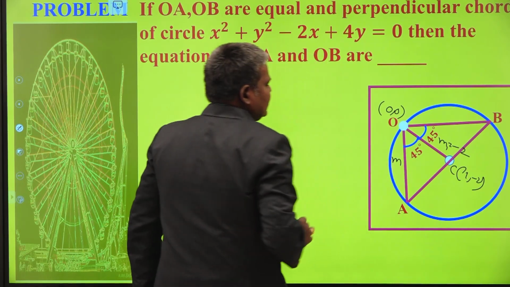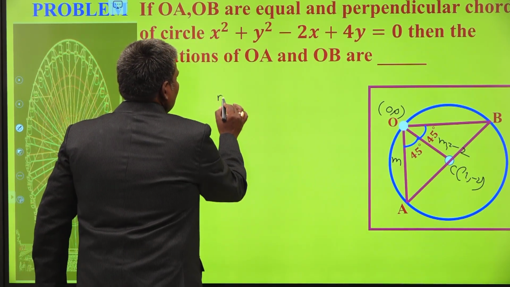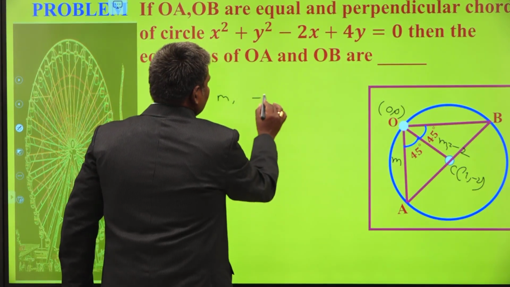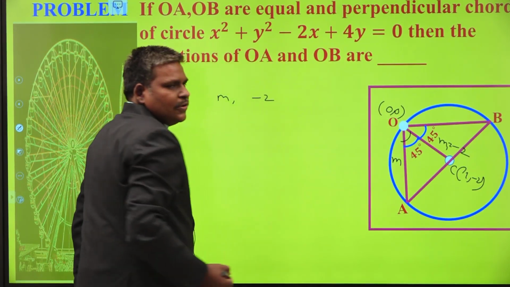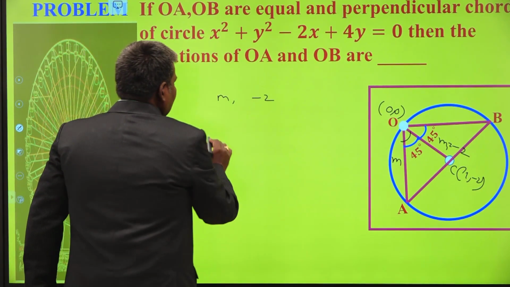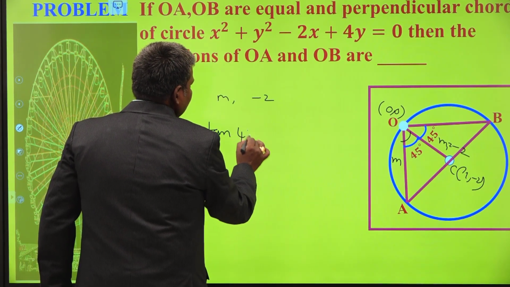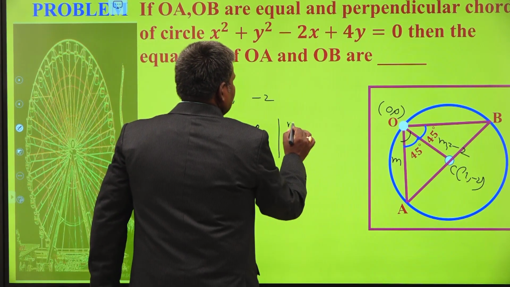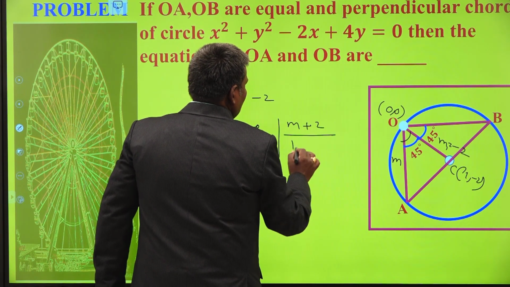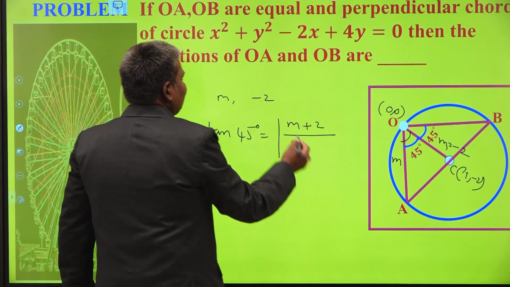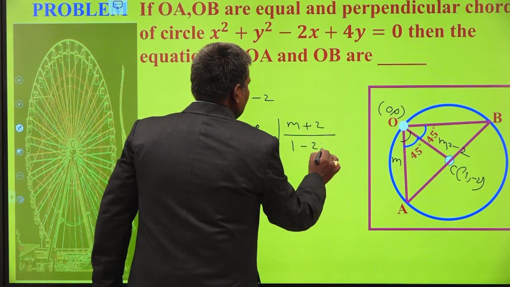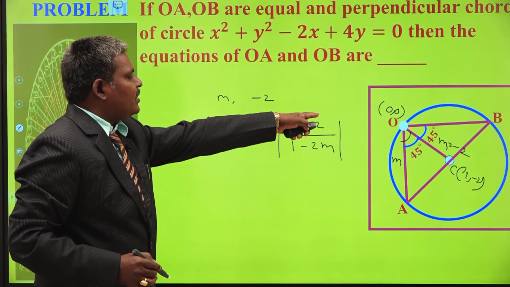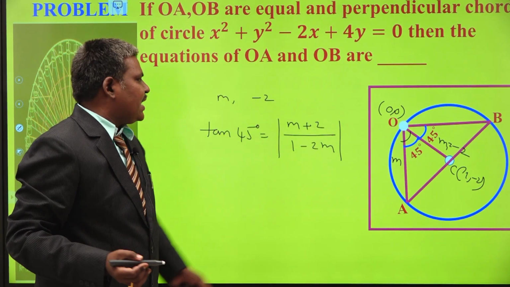Suppose you take the slope of the required line as m. So one slope is m and the other slope, of the line joining O to C, is minus 2. What is the angle between these two lines? 45 degrees. Can you apply tan theta or not? Tan 45 degrees equals, for an acute angle, modulus of (m1 minus m2) by (1 plus m1 m2). That is (m plus 2) by (1 minus 2m). From this equation you can calculate the value of m. You know a point on the line, and once you know the point and slope, you can easily write the equation of the line.